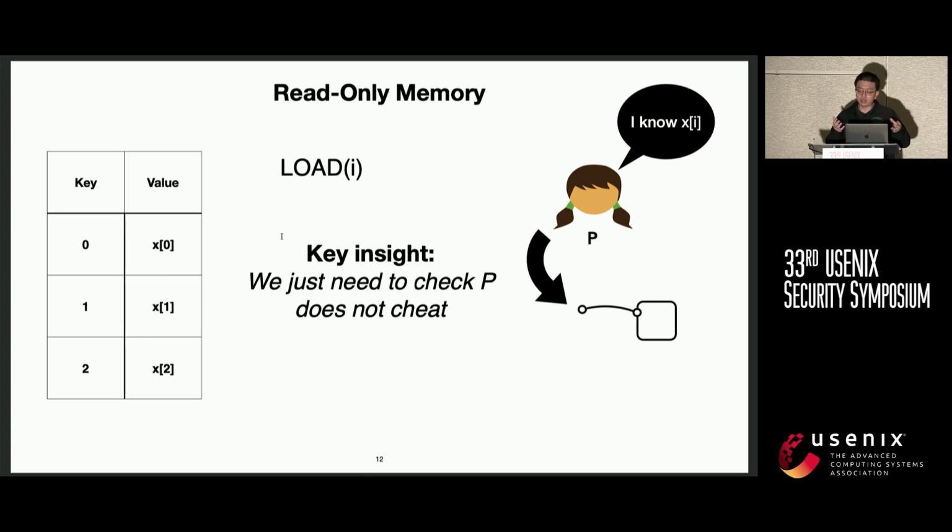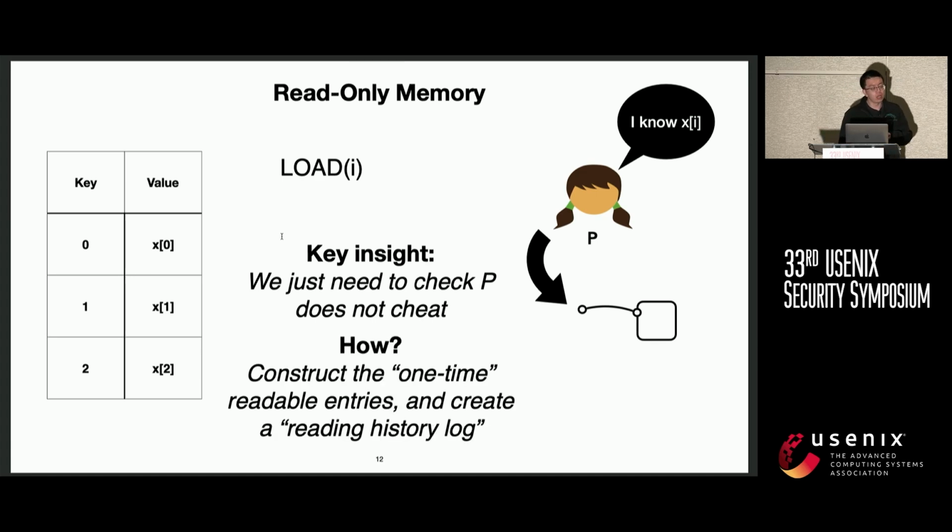However, of course, this only works for a correctness argument because a malicious prover can input arbitrary things. So we need some extra check to ensure that the prover does not cheat. So how can we do this? At a very high level and very informally, what we show here is that we can construct one-time readable entries and create a reading history log, using this permutation proof to ensure that the prover actually gives me a correct value.